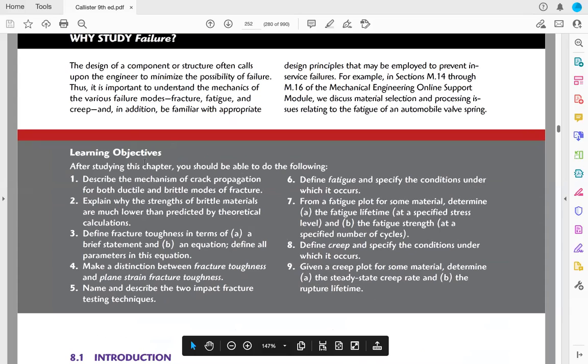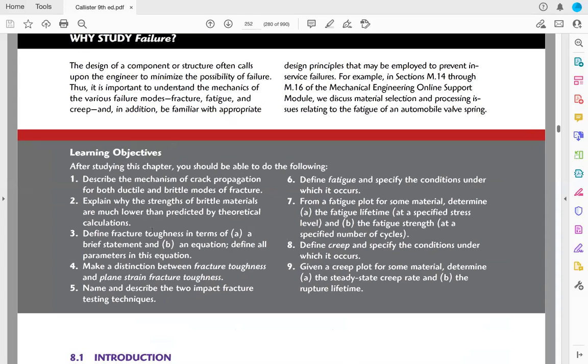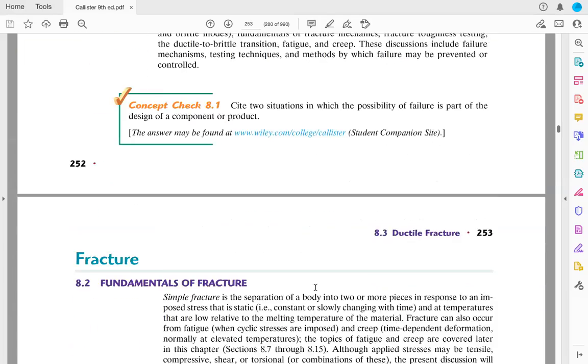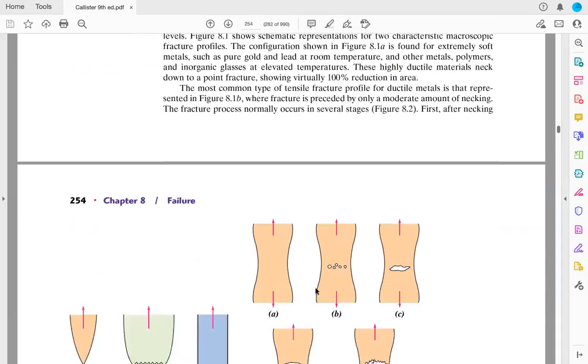Okay, you should explain the crack propagation, and then the strength of brittle material, and then we also will add one more property about fracture toughness, like you watched in the video, and then this distinction between fracture toughness and plane strain fracture toughness, and then what is fatigue and also what is creep. Okay, so let me explain with this one.